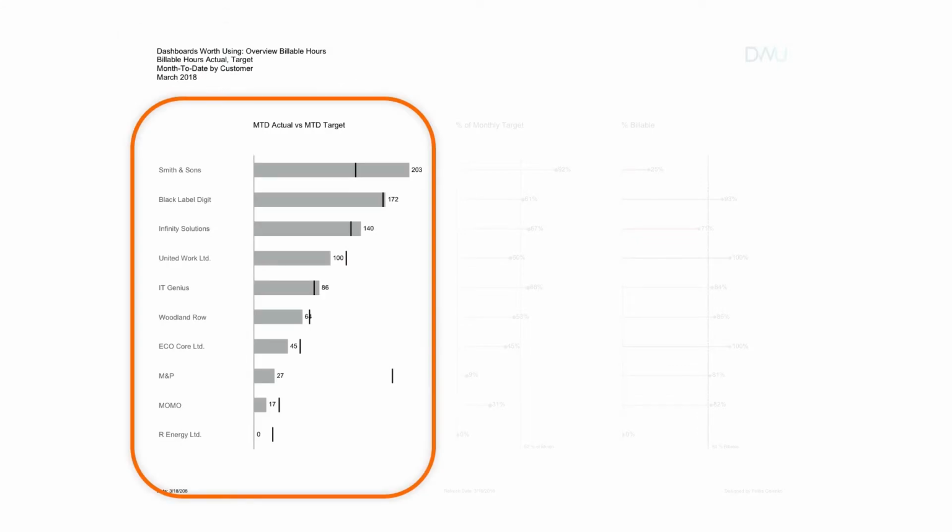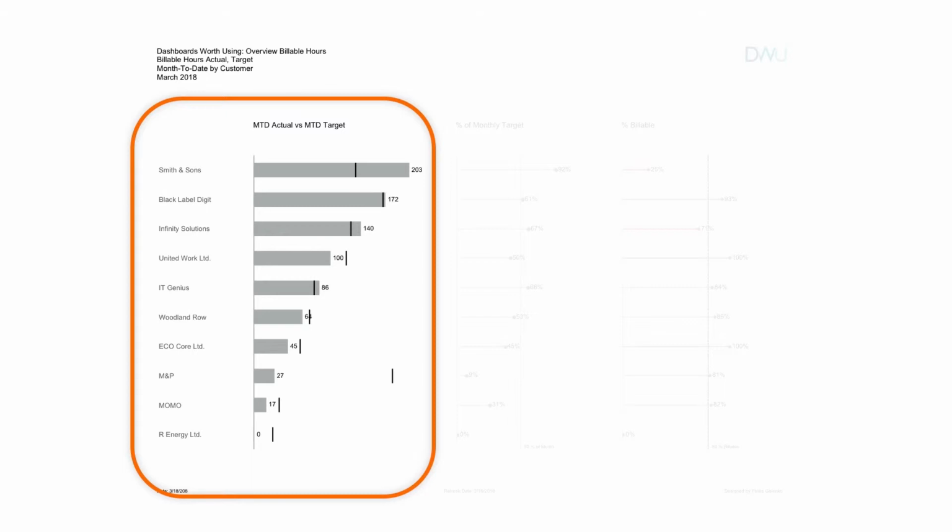Instead of just showing the month-to-date actual values, I also show them here in comparison with what the month-to-date target is, or where we want it to be by this time of the month. How do we know what the month-to-date target is? Well, we know, or at least we should know, what the monthly target is.